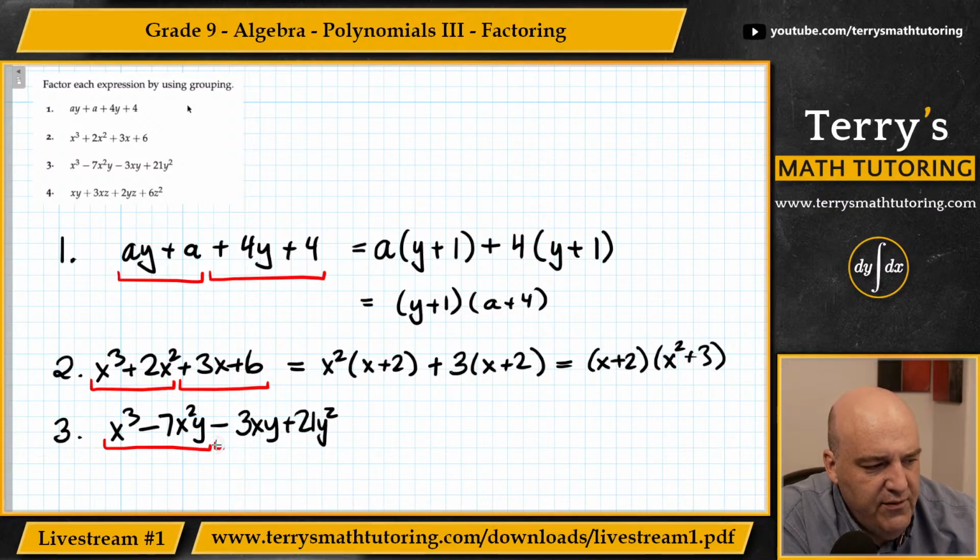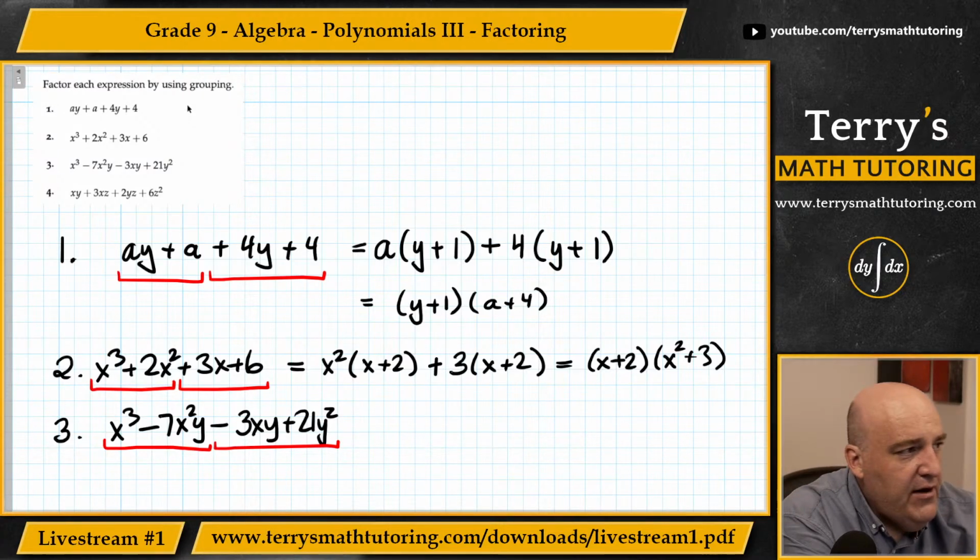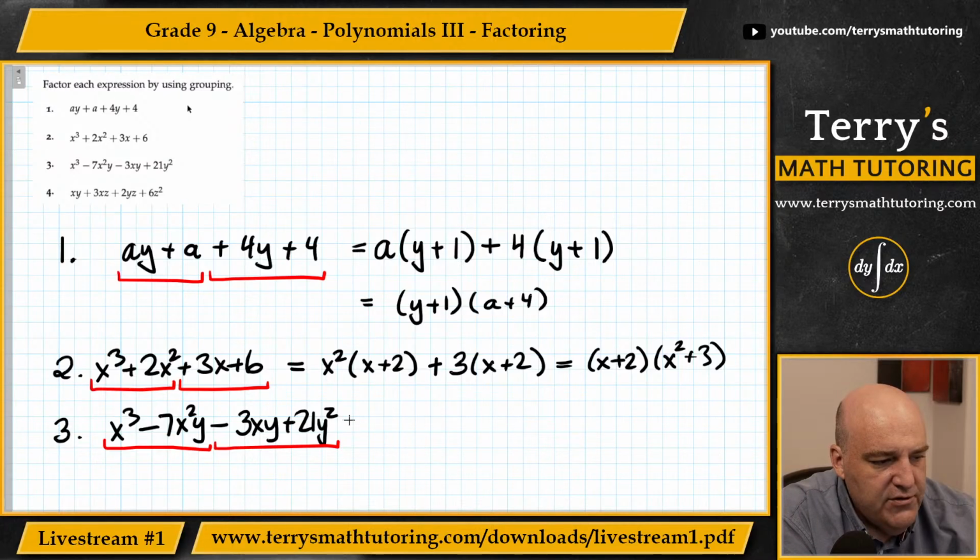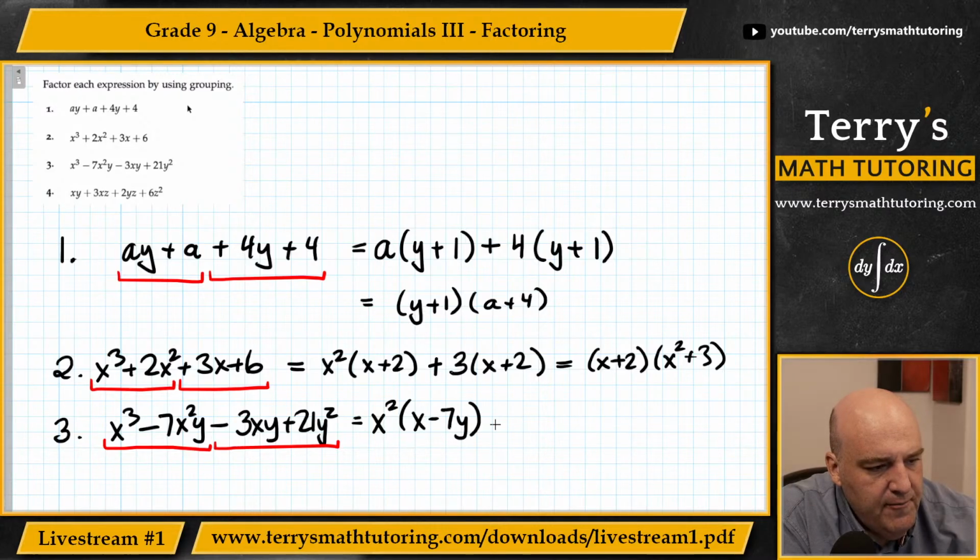I just underline it here. Maybe even later on, don't even write anything under there. Just leave it blank. Just think to yourself that you're looking at these two pairs here. So let's factor out whatever is common on this first pair. I think that would be an x squared. And then I'd have x minus 7y left. There's a minus here, so there's a minus there. 3 and 21, I can pull out a 3. And there's a y common, so I can pull out a 3y.